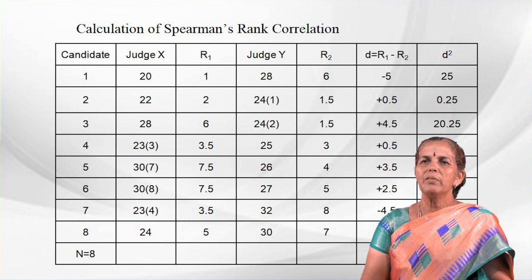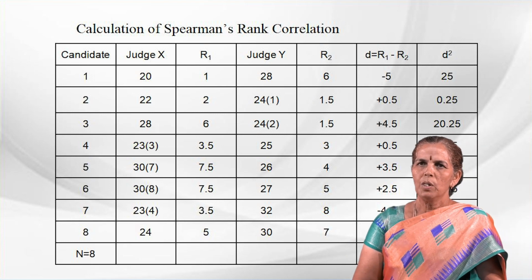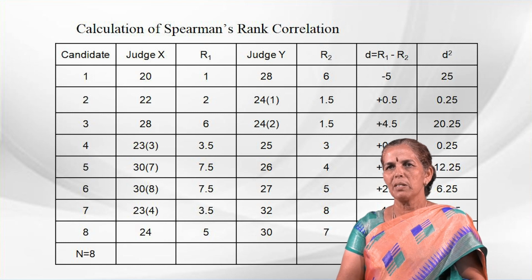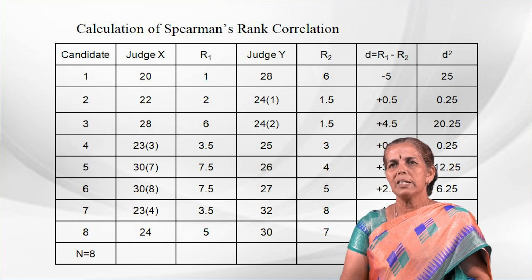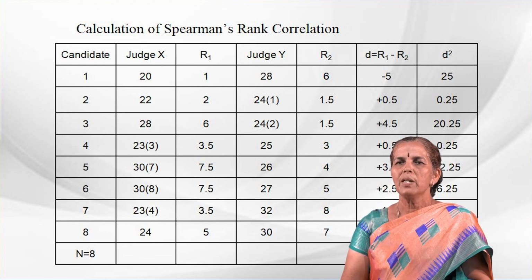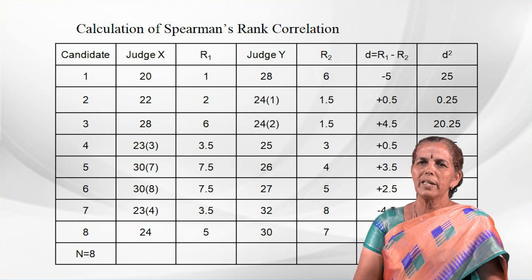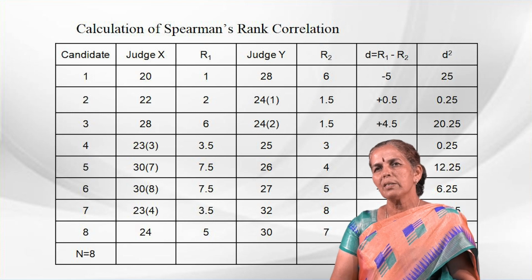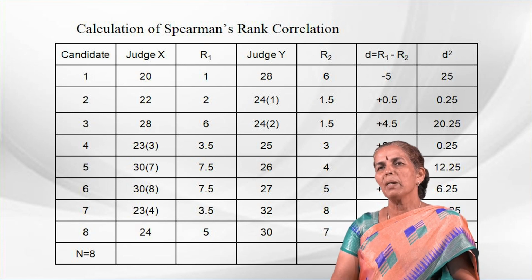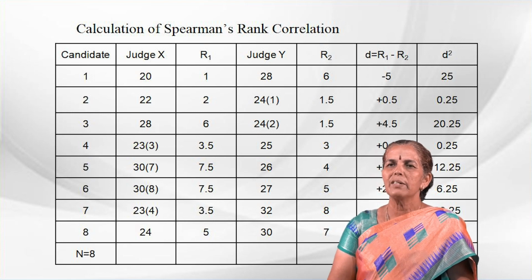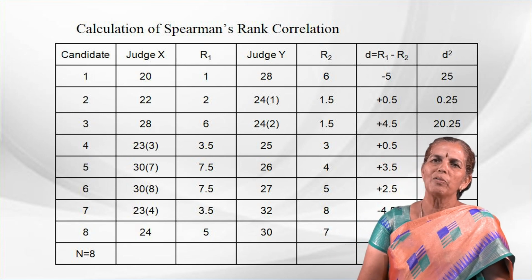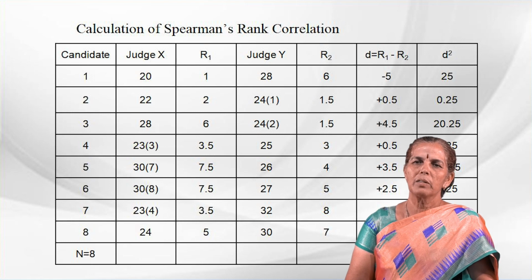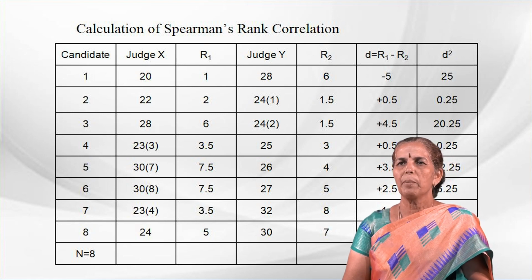Next R1. The lowest number gets rank 1. Next number gets 2. Then 23 is repeated 2 times. We assign actual ranks 3 and 4 and take the average of these 2 ranks: 3 plus 4 equal to 7, 7 by 2, we got 3.5. That has to be assigned to those values. So 3.5 for 23, and once again 3.5 for the other 23.